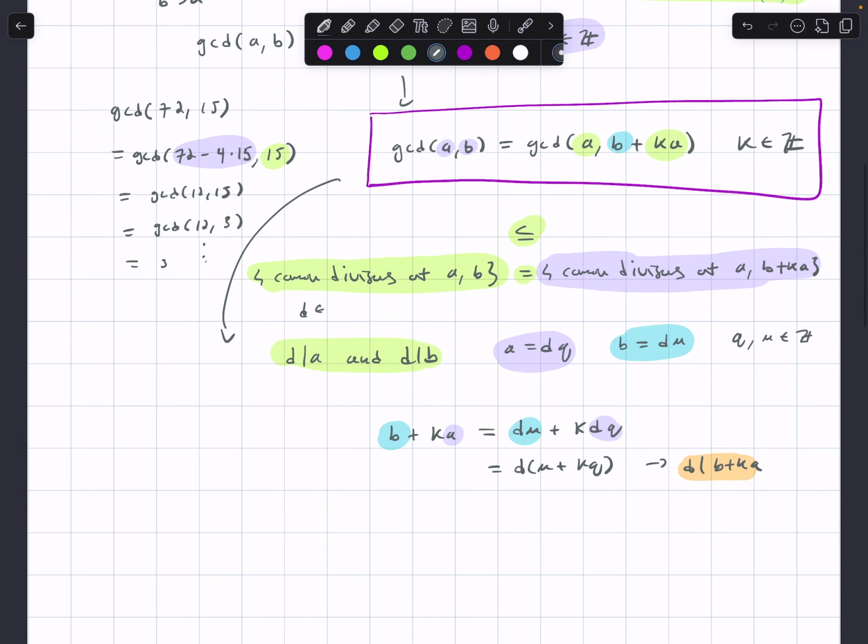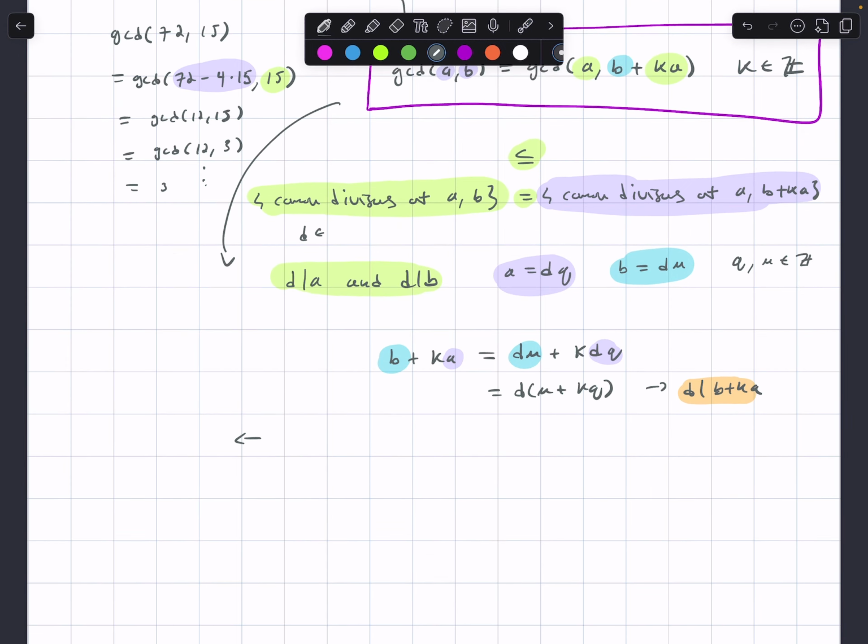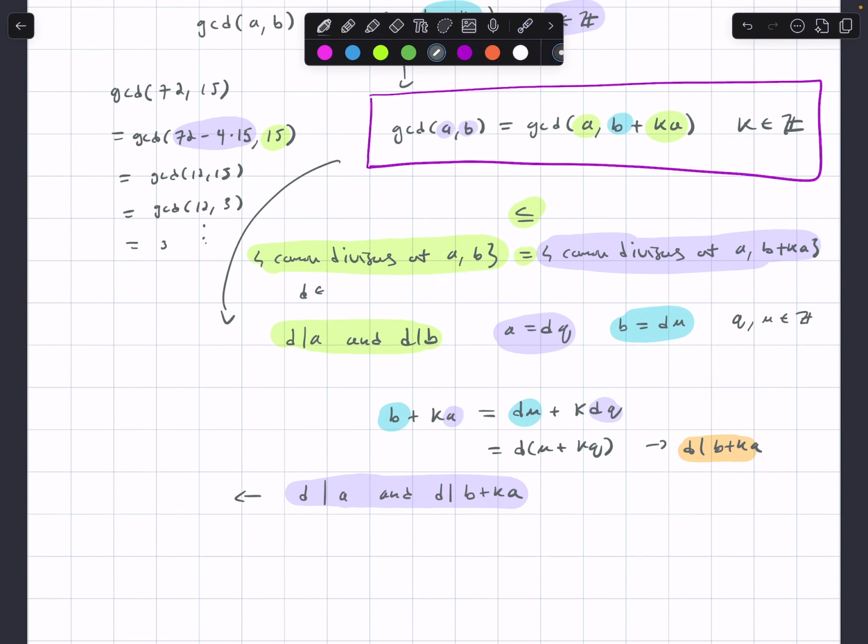And now we just show the other, what we call the opposite inclusion. So we say if d divides a and d divides b plus k times a, so it's in the purple set up there, it's a common divisor of a and b plus k times a. Now we want to show that it divides a and b, so that it's a common divisor of a and b. And that will show that these sets are equal.